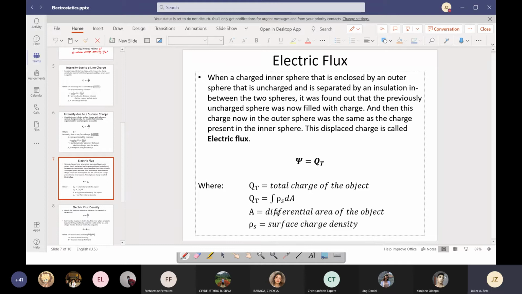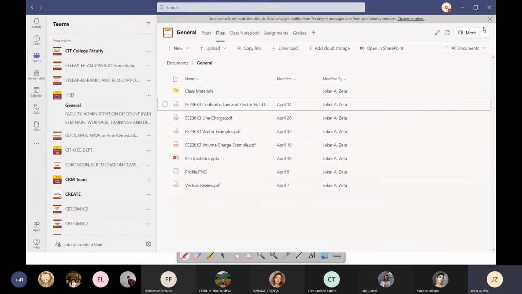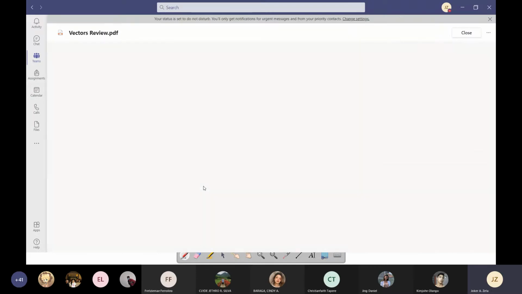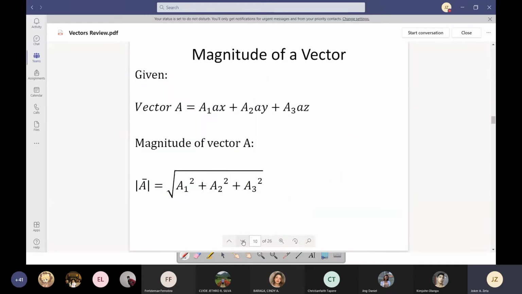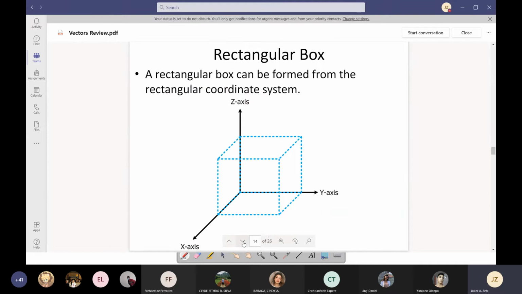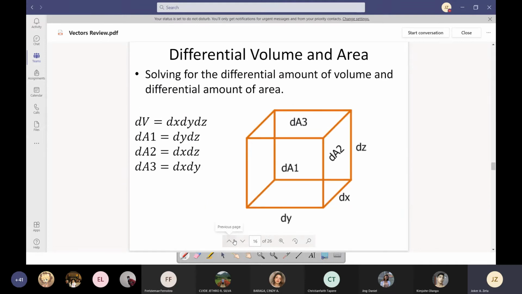So you just have to recall your integration. Now, sir, where do we get the differential area? We derive it. I said before that we derive these first, so that when we need them, we just take out those needed topics. For example, for the rectangular coordinate system, you have here the differential areas: area 1, area 2, area 3.